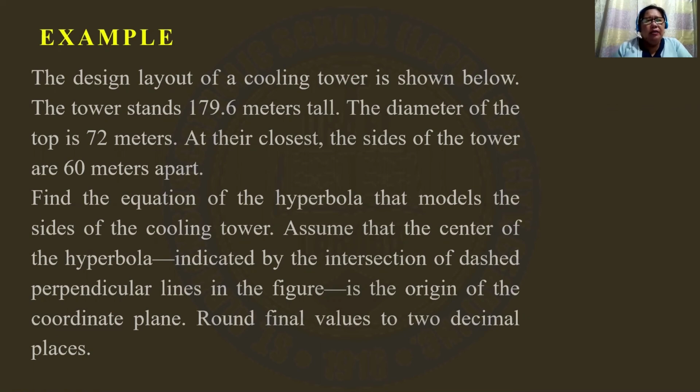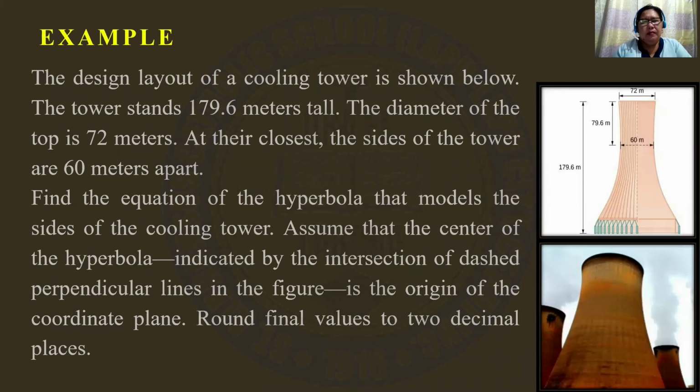The design layout of a cooling tower is this one. The tower stands 179.6 meters tall. The diameter of the top is 72 meters. At their closest, the sides of the tower are 60 meters apart. Find the equation of the hyperbola that models the sides of the cooling tower. Assume that the center of the hyperbola, indicated by the intersection of dashed perpendicular lines in the figure, is the origin of the coordinate plane. Round final values to 2 decimal places only.